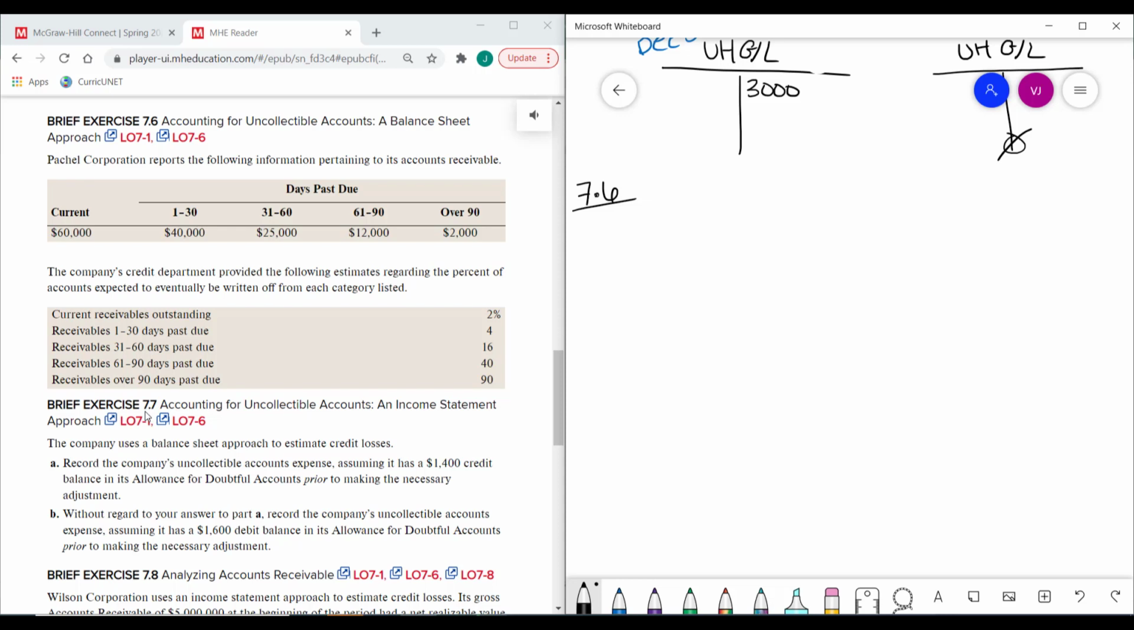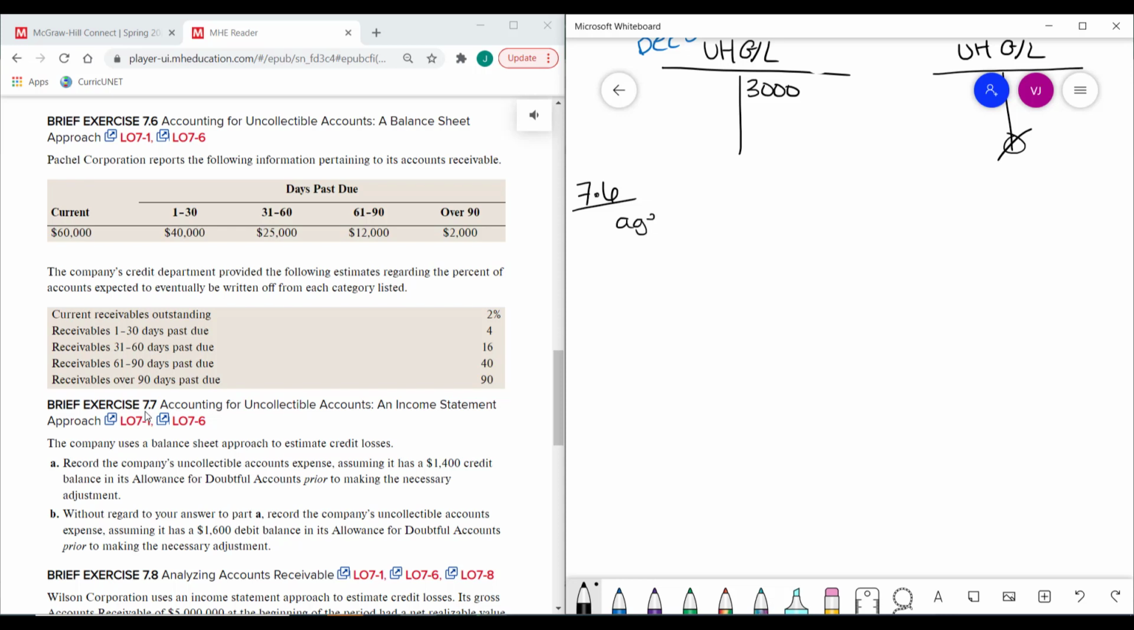So as the accounts receivable gets older, the likelihood of not collecting it gets higher and higher. Here we're going to go to the directions. It says the company uses a balance sheet approach to estimate credit losses. That means we're going to age this accounts receivable and figure out how much of it we will deem uncollectible. Okay, so now we'll look at A and B in a second, but let's first age this accounts receivable.